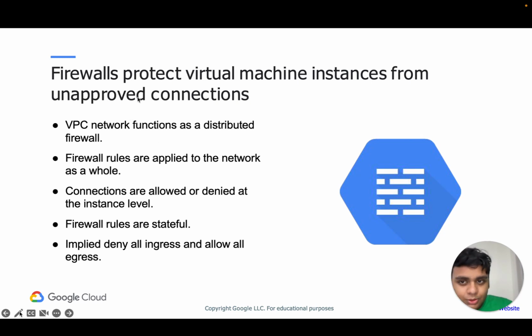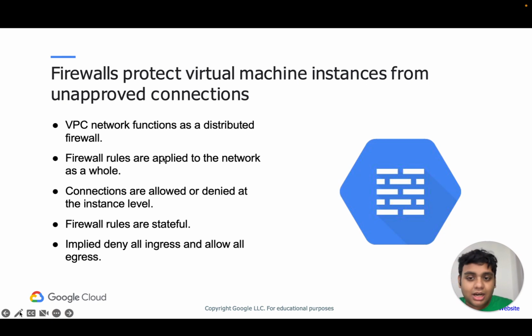Okay, so what are firewalls? Firewalls protect virtual machines, or anything which needs to be protected, from unapproved connections. There might be some unapproved connections or things that we don't want to happen. So firewalls protect us from that. The VPC network functions as a distributed firewall. If there are connections coming in from multiple VPCs, we are able to protect from the incoming connections, just to make sure that our VPC and our virtual machines are protected.